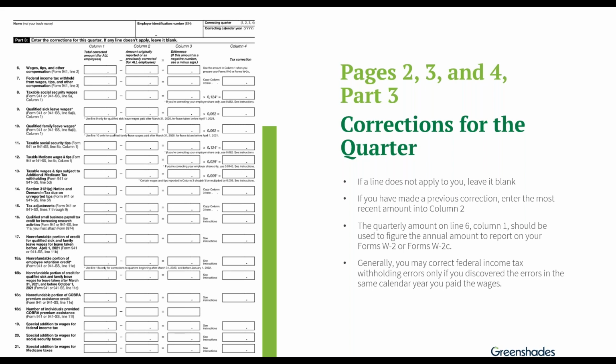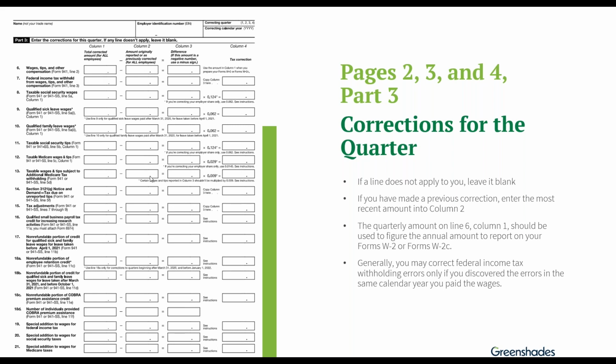If the line does not apply to your situation, do not fill it out. Do not put zeros. Do not fill it out at all. If you have made a previous correction, so if this is a second or third correction to a 941 that has already been corrected, make sure you're using column 2 to enter the most recent amount from the most recent correction. And when you fill out line 6 over here in column 1, wages, tips, and other compensation, this should be the amount that appears on the totals for your W-2s.